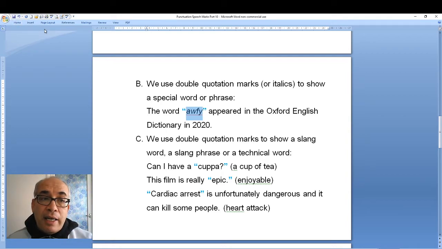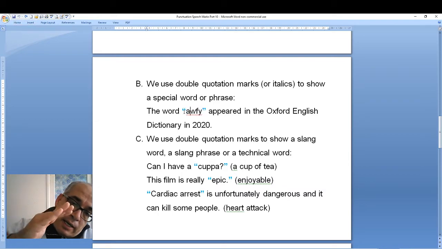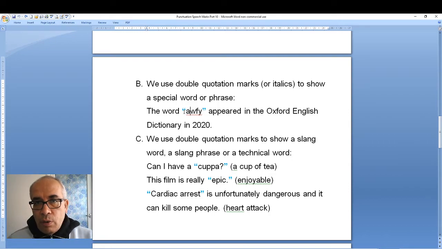But if you use italics, don't use double quotation marks. You can use double quotation marks or italics to show what? To show this word is a special word. Of course, if you are writing, you cannot use italics, so it is better to use double quotation marks before the special word and after the special word.